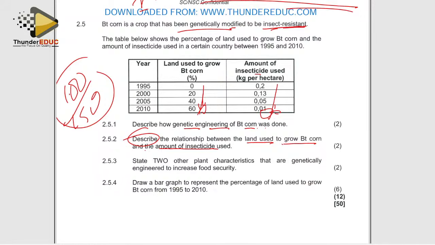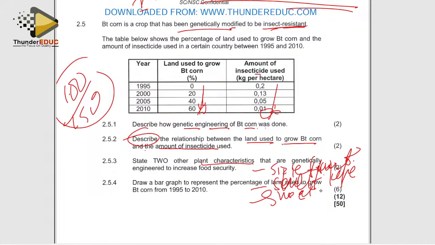Two other plant characteristics that are genetically engineered to increase food security. They're looking for characteristics. You can talk about the size of the fruit. You can talk about the shelf life, how long it stays there. You can talk about the sweetness of the fruit. You can talk about the juice.